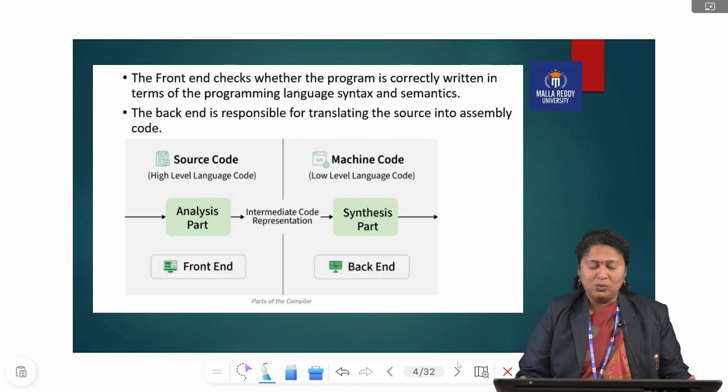Source code is given as input to the analysis part. Source code is nothing but our high level language code, and the analysis part is the front end. In the analysis part it is converted to intermediate code representation. That is, the input to the analysis part is the high level language code and the output is the intermediate code representation, and this is given as input to the synthesis part, and the output of the synthesis part is the low level language code which is understandable by the machine.